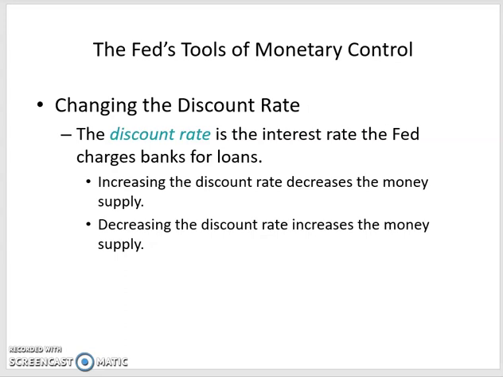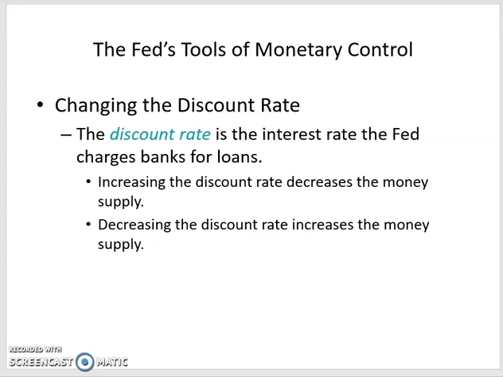All right, so the third tool the Fed has, right? The first two were, remember, open market operations, that's used the most often. And then the second one is the reserve requirement. That's actually used the least often. The reserve requirement's very, very rarely changed. The third is called the discount rate. And you need to know the definition of this. This is the interest rate that the Fed charges banks for loans.